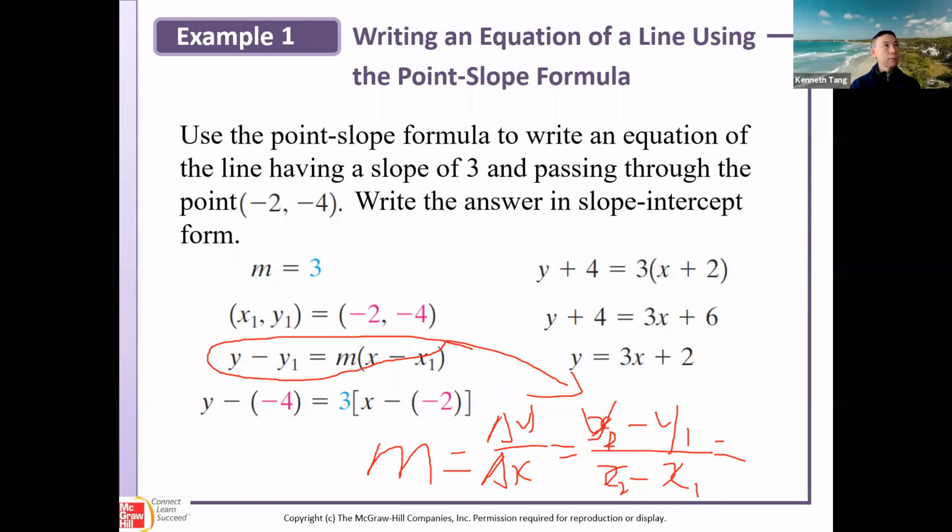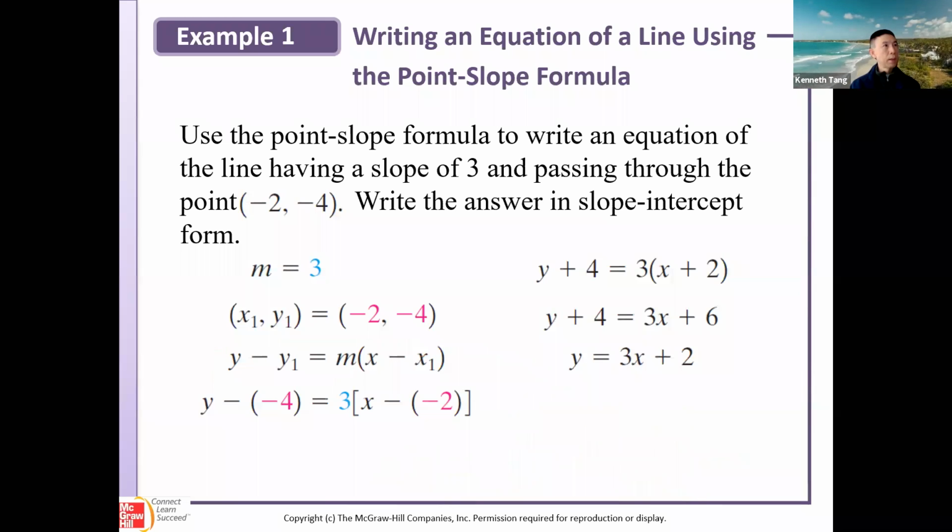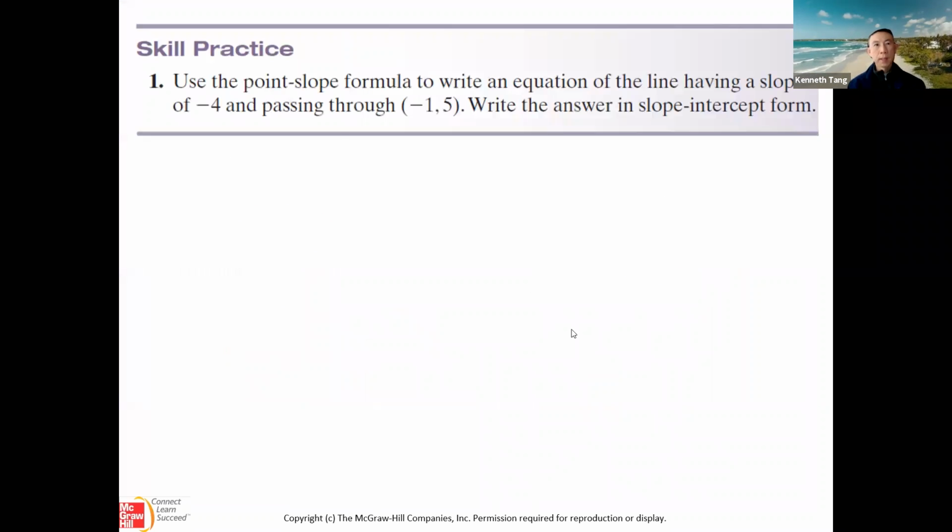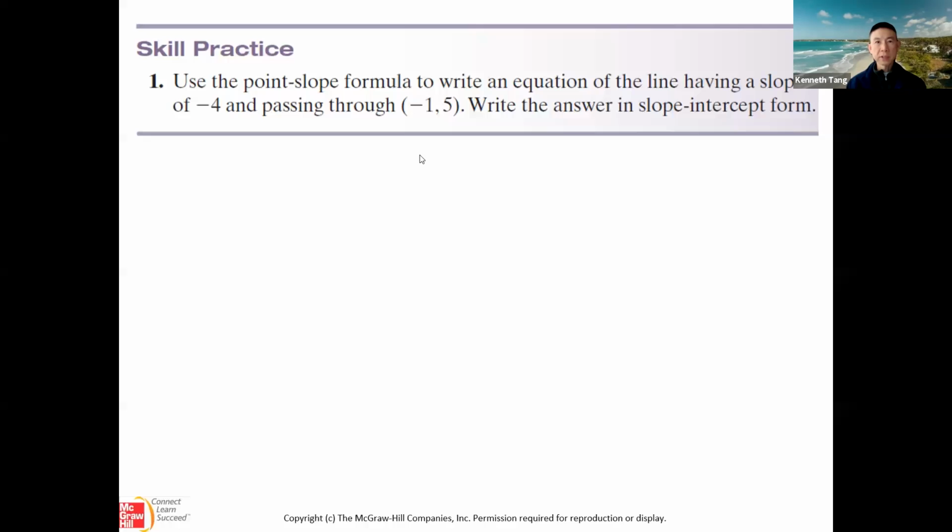From here, I'm going to clear that up. So here, with m equal to 3, your slope is already known, and you substitute one of these points into it. Once you substitute that, you can solve for y to get the y-intercept form.